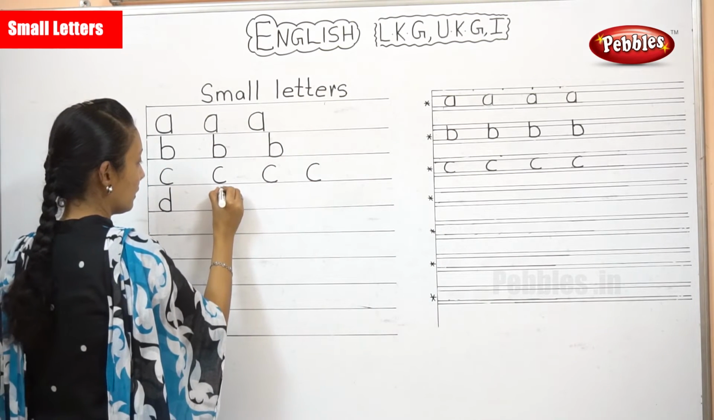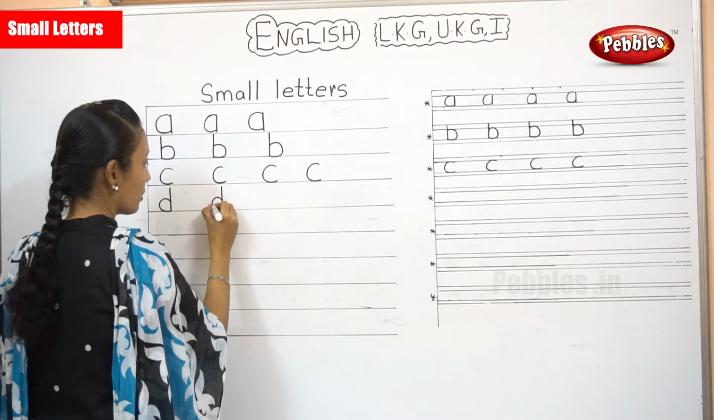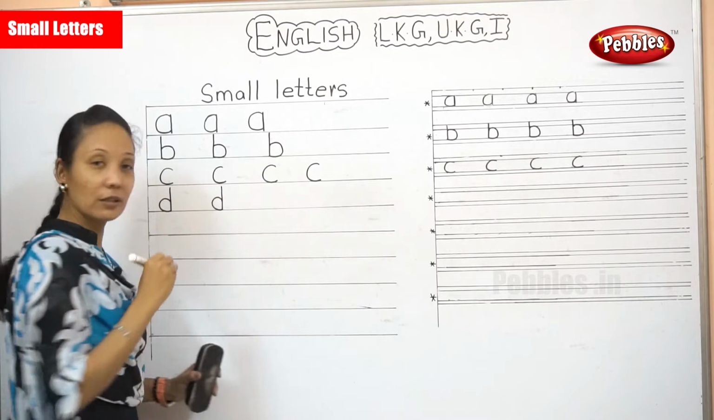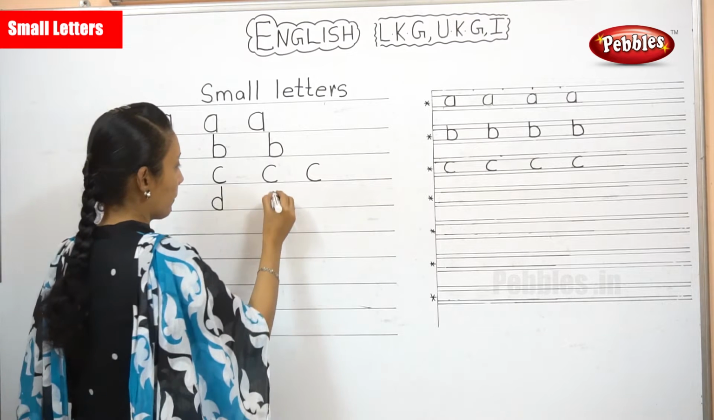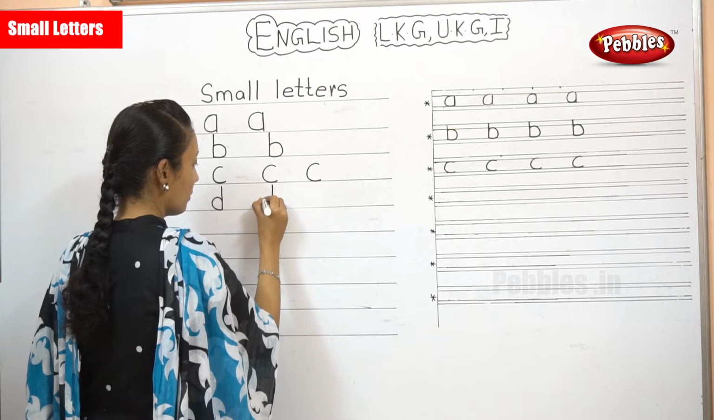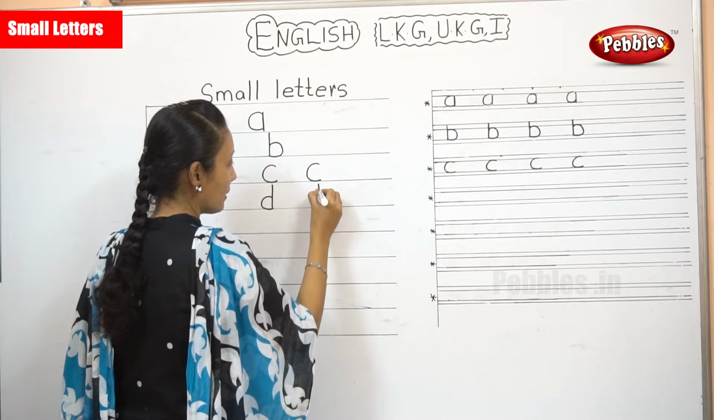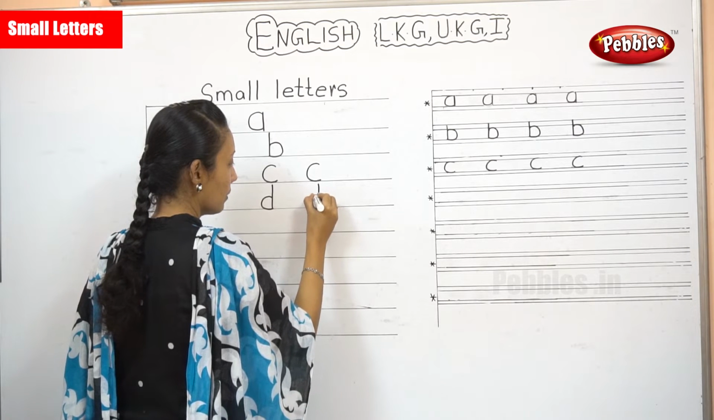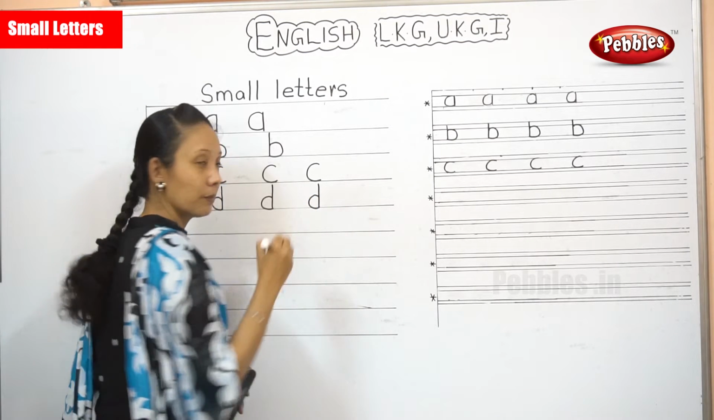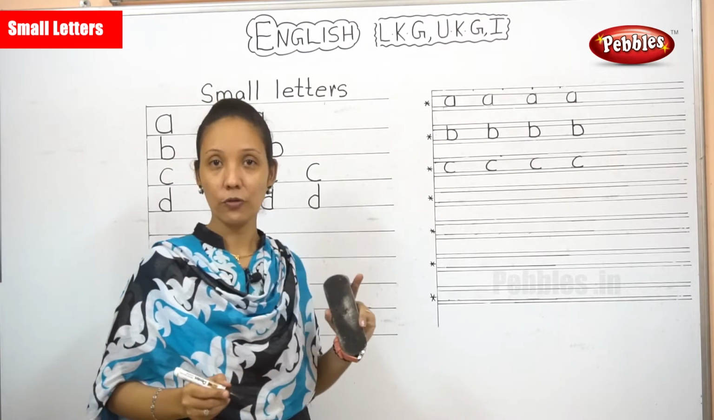Again curve and your standing line and your curve D. Standing line and your curve D. Again standing line, a curve is D. Okay, now shall we learn to write the D in your 4 line?